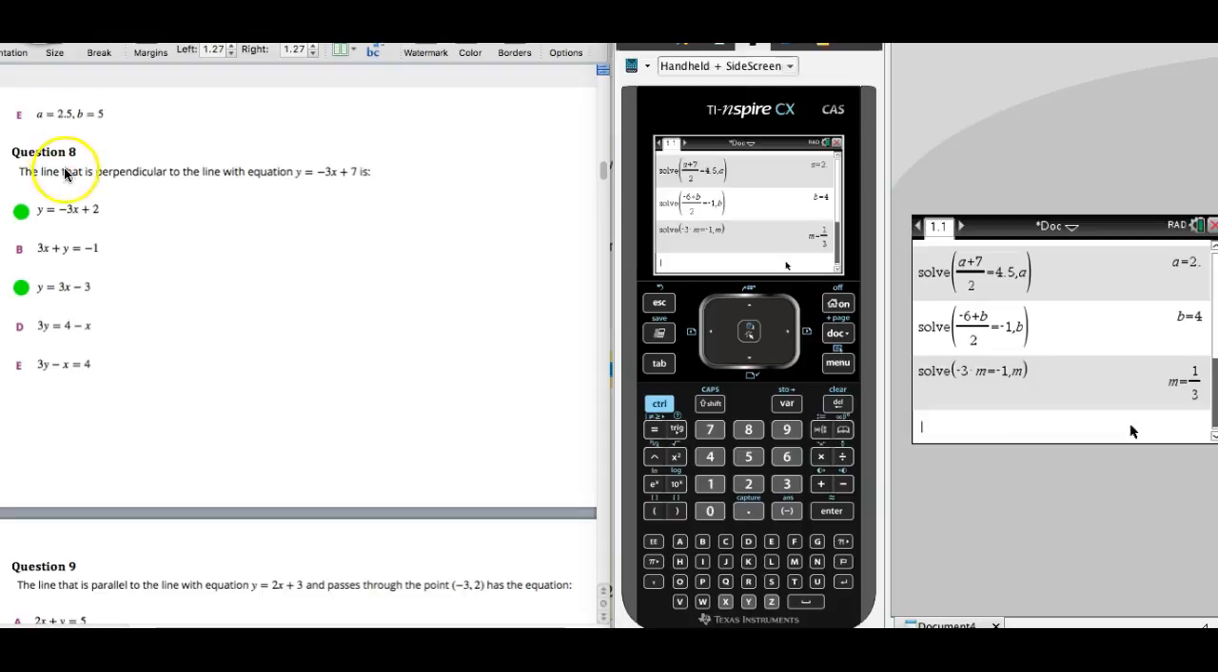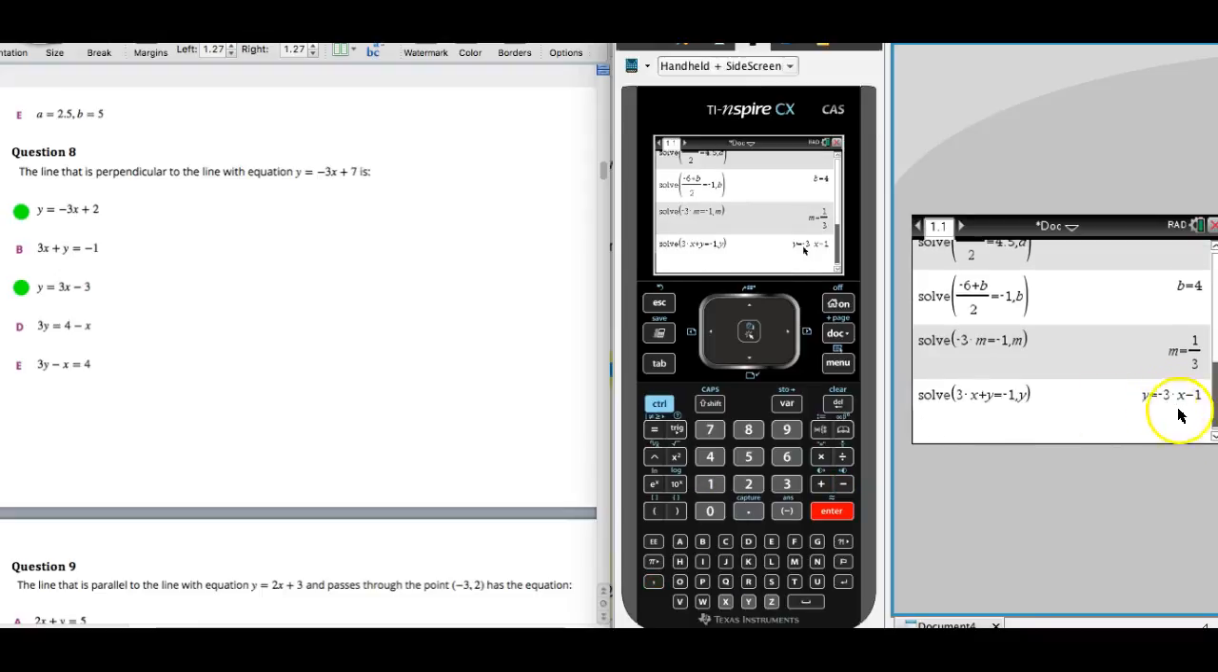Now, the others are not in the form y equals mx plus c. So don't go and assume that the gradient of this line is 3, just because that's the coefficient, or this one's -1, or whatever. You can do solve on your calculator if you like. So you can write your equation, 3x plus y equals -1, and do it that way.